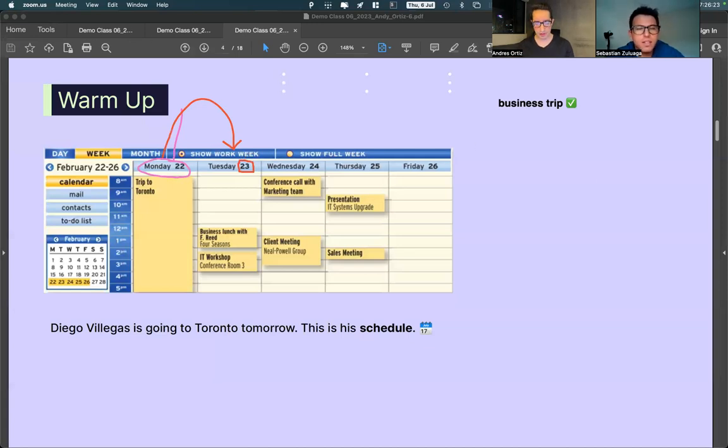Now, as a small reminder, guys, remember in English, when we have these numbers, we say the first, the second, the third. Now, we could also say the 21st, the 22nd, the 23rd. And in general, with numbers, we could say the 41st, the 42nd, the 43rd. The only differences are if we have 11, 12, and 13, then we do that with TH. And everything afterwards is TH. All right. But we'll review this later on in another lesson. So don't worry about this for now. All right. So Diego Villegas is going to Toronto tomorrow, the 23rd, and this is his schedule.